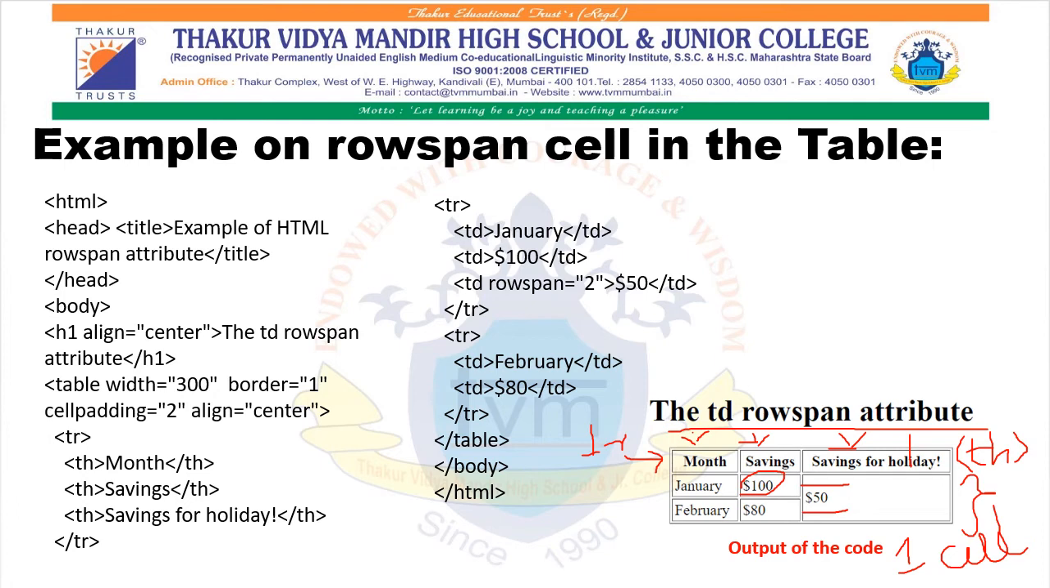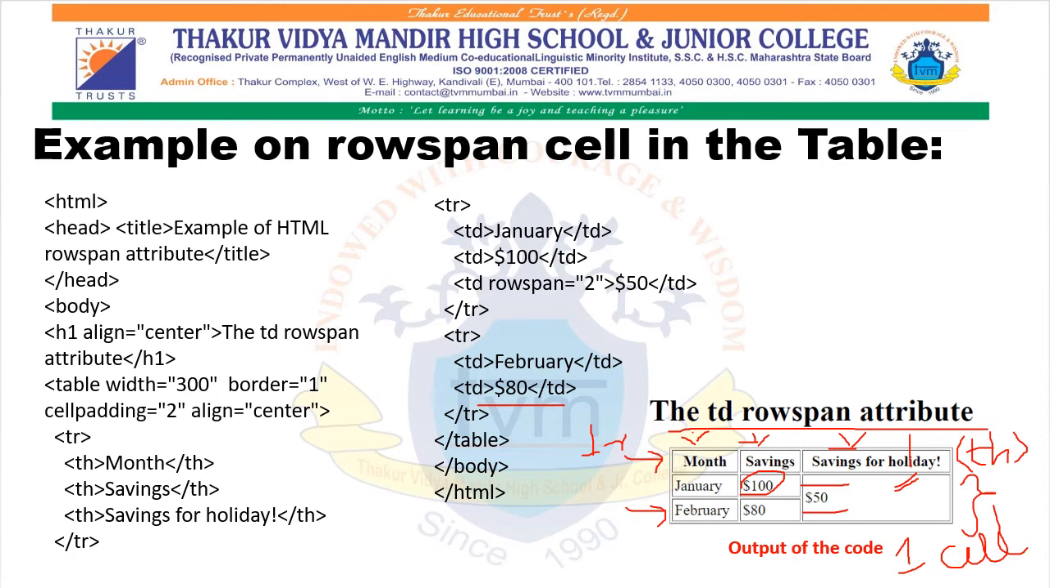So next is the third row, February. Next is $80, and we are not writing any column here because it has already been merged with the previous row. So the third cell in the second and third row are merged together to form one cell. So we are not using any third TD tag in the next row. You can see here there is no TD tag in the third row. So this is the way you are going to write the rowspan.